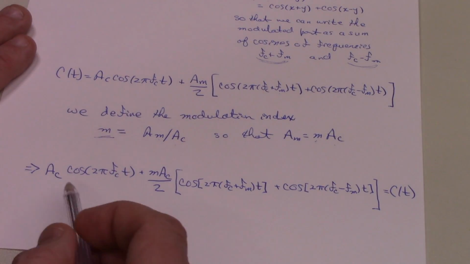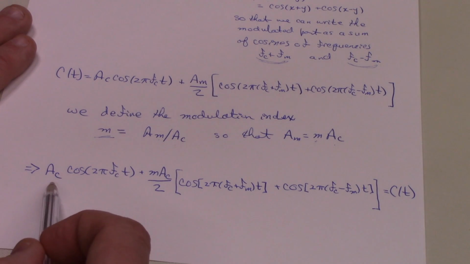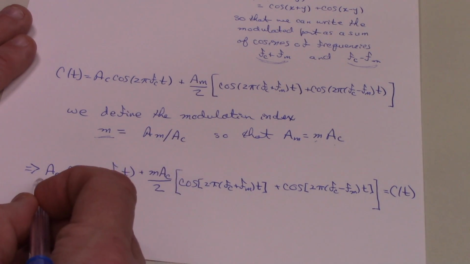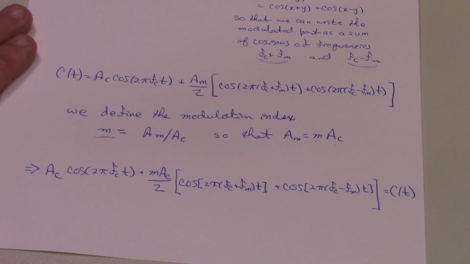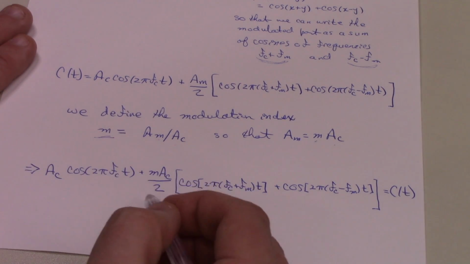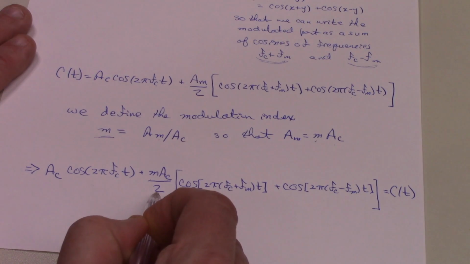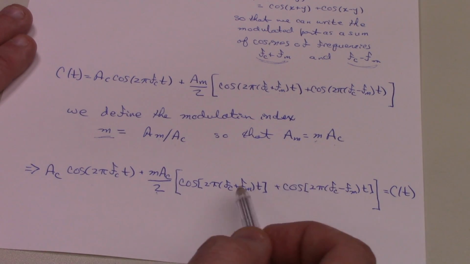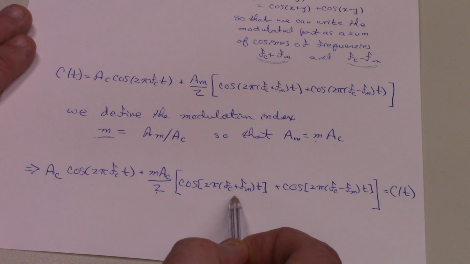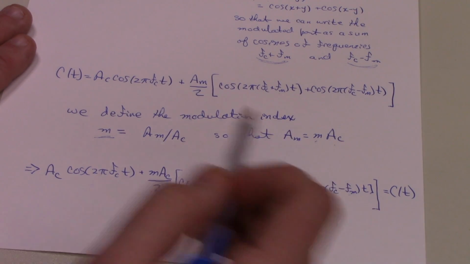So we're left now with C of t equal to 3 pieces: a carrier piece, which is just a simple cosine and a constant amplitude, and then m A sub c over 2, using our modulation index, times the sum of a cosine of the sum of the frequencies and a cosine of the difference of the frequencies.